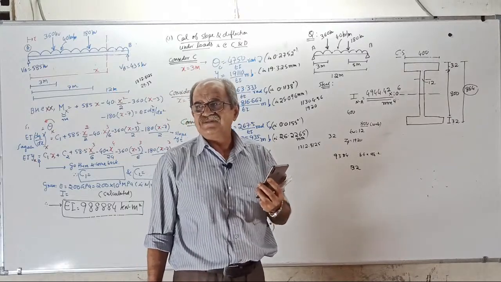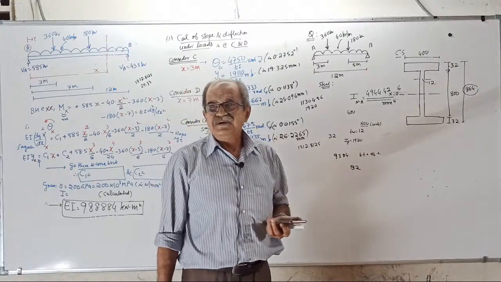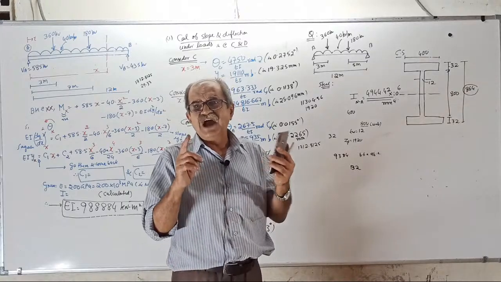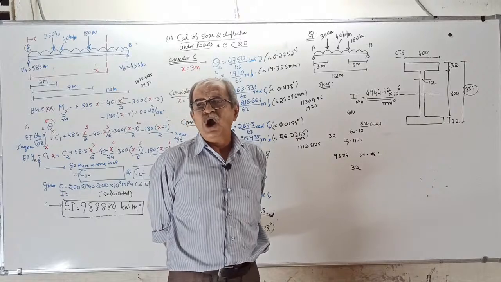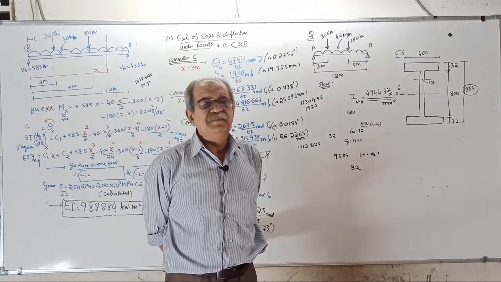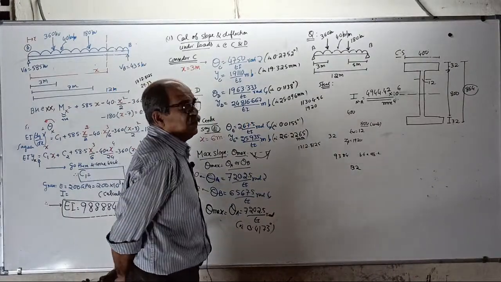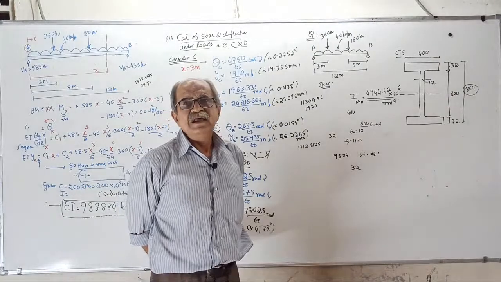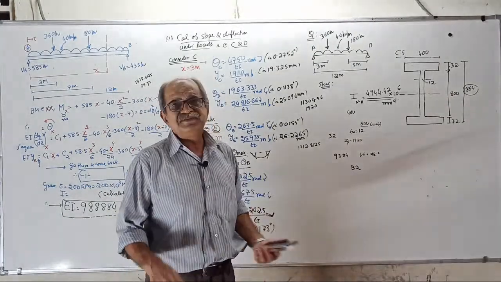Bending, shear, both are safe. Next, always you have to check for deflection of beams. The maximum deflection should not exceed the permissible limit. I roughly calculated the maximum deflection, and I found out that it is very much within the limit. Therefore, this beam is safe.